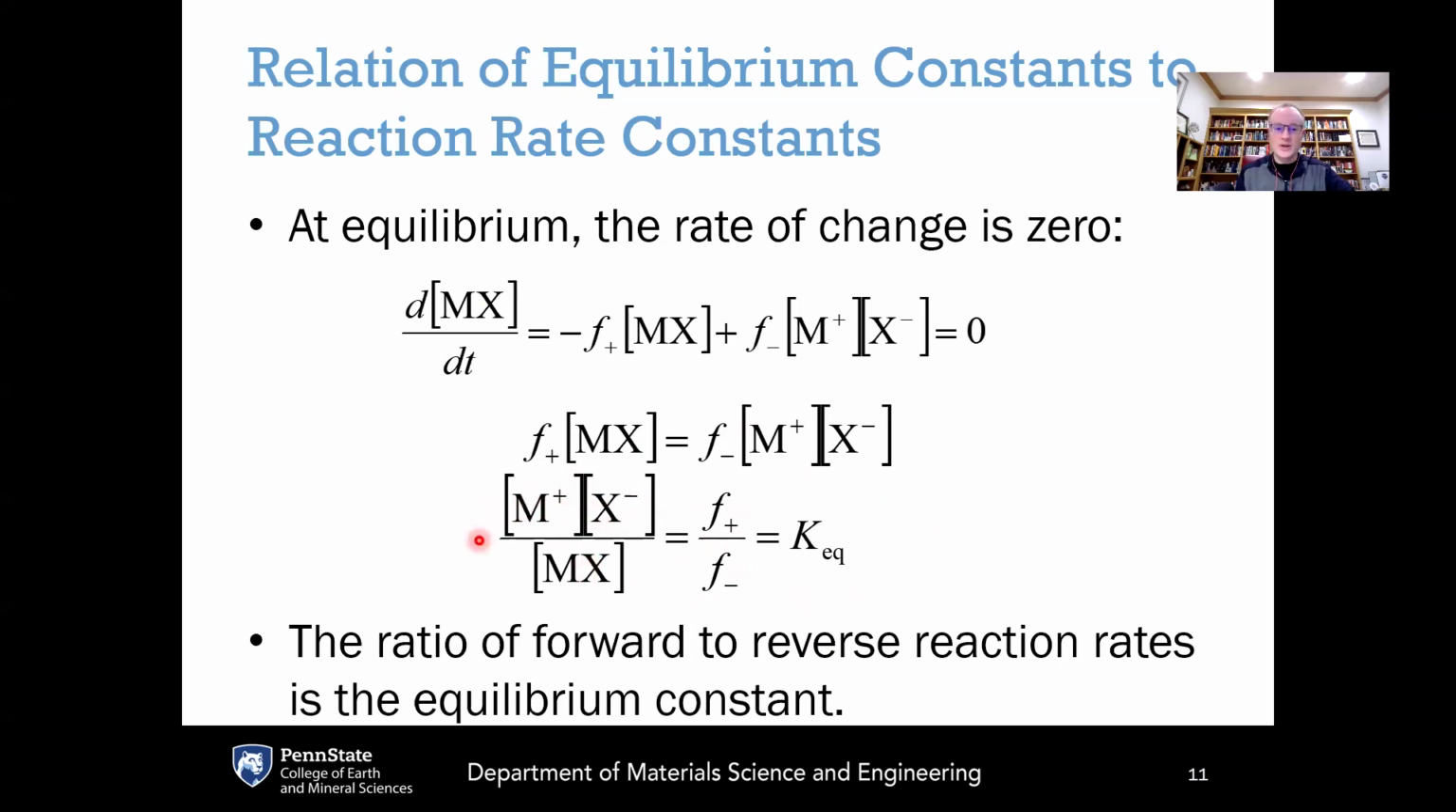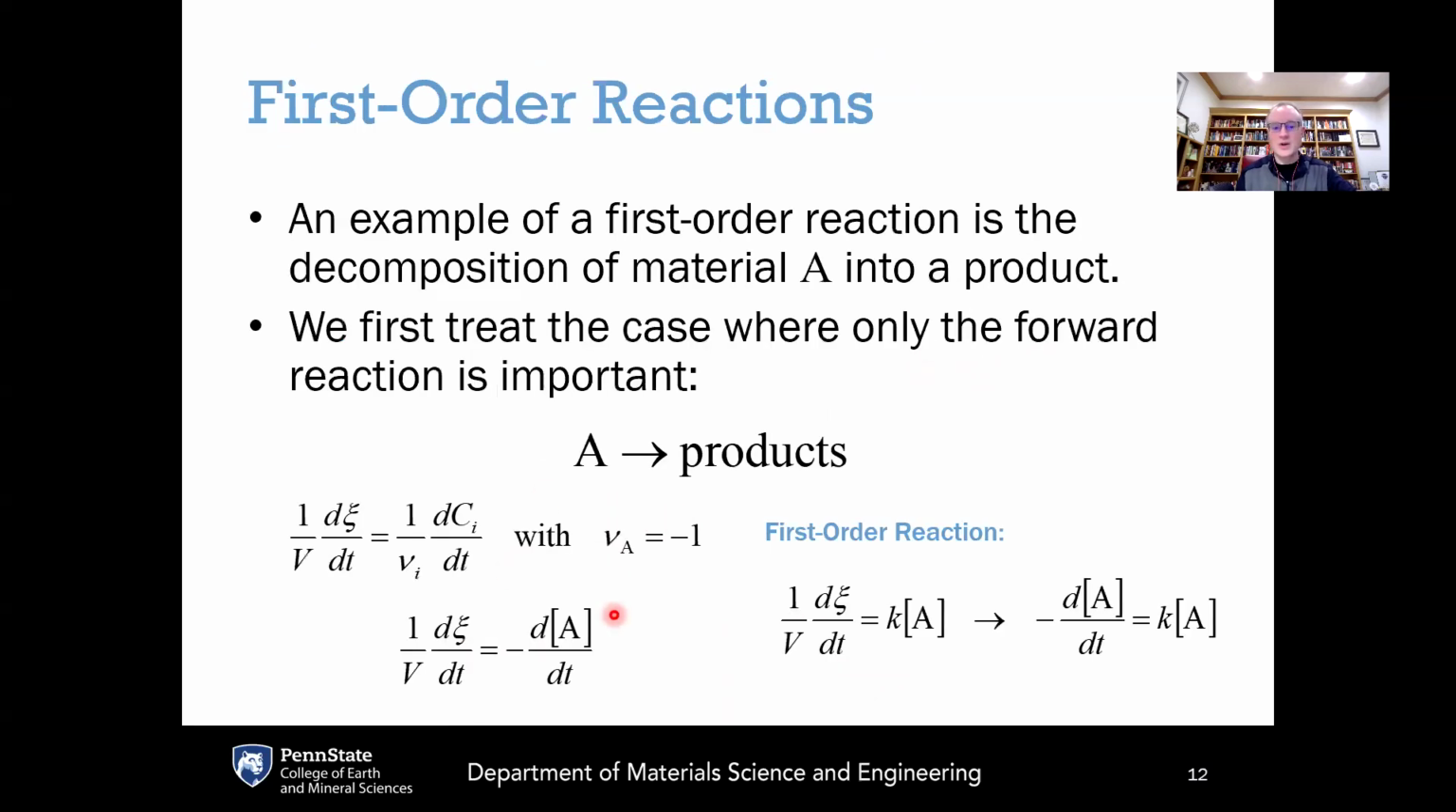So that is where the equilibrium constant comes from. Just noting that when you achieve equilibrium, the change of the concentration of the species is 0 at that point. So you set the differential equation equal to 0. So the ratio of forward to reverse reaction rates is the equilibrium constant, and that's how we get it in terms of this ratio of the various concentrations.